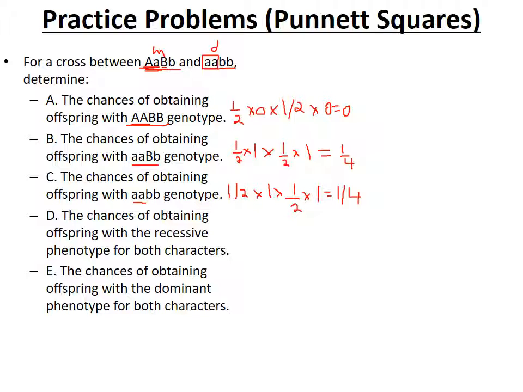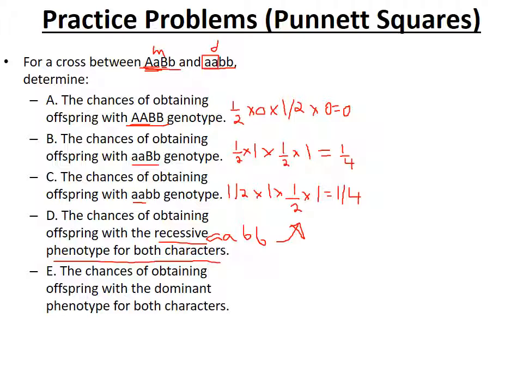What are the chances of obtaining an offspring with the recessive phenotype for both characters? So all that means is little a, little a, little b, little b. So that we just actually answered in the previous question over here.